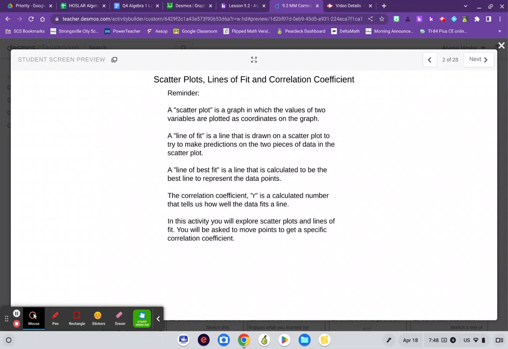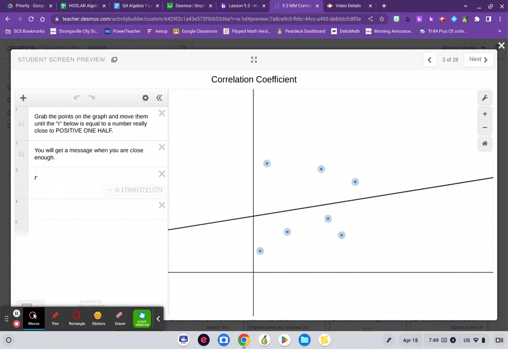The next slide talks to you about a scatter plot. That's what we did yesterday. A line of fit is a line that is drawn on the scatter plot to make predictions. The line of best fit is the calculated line. That's what we found yesterday. A correlation coefficient, or R, we're going to use the letter R for that, is a calculated number that tells us how well the data fits the line, whether the data is really close to or far away from that line. And so that's what we're going to explore. We're going to explore the line of best fit along with this correlation coefficient.